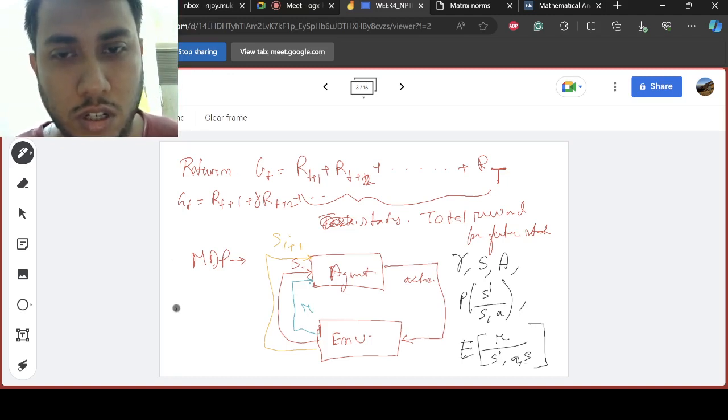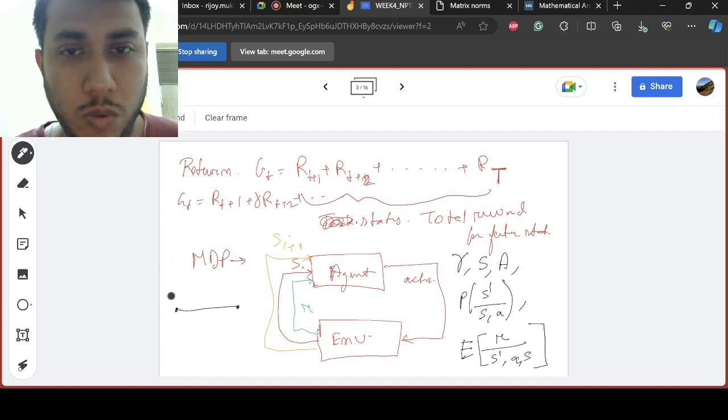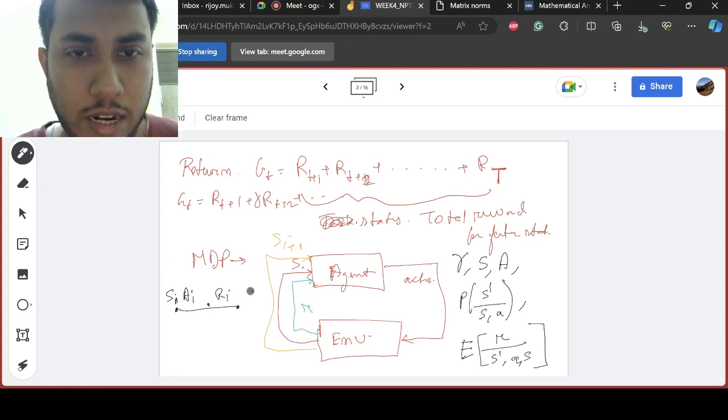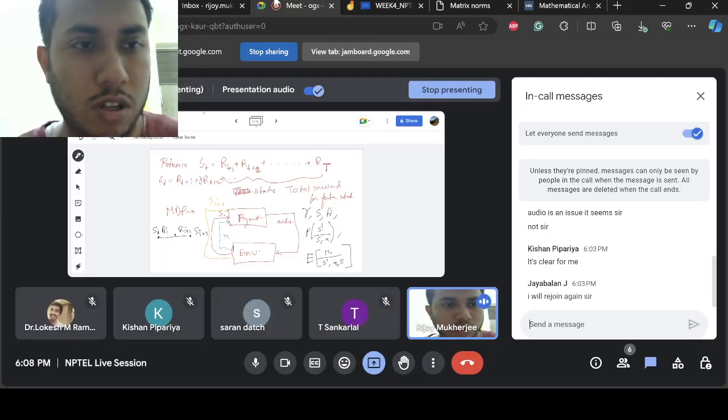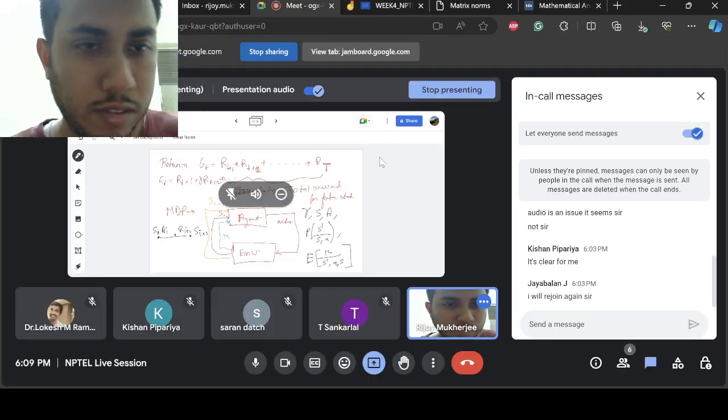So you are previously in state Si, and you take action Ai. Based on it, you get reward Ri, and your state becomes Si plus 1. This was your classic MDP problem that was discussed last week.